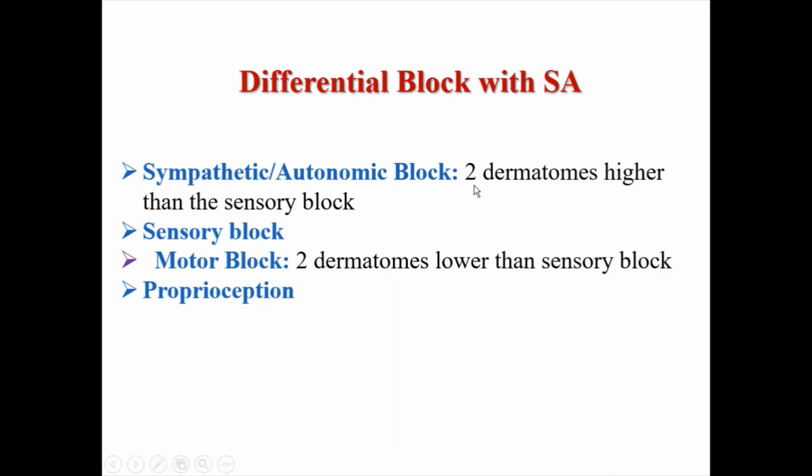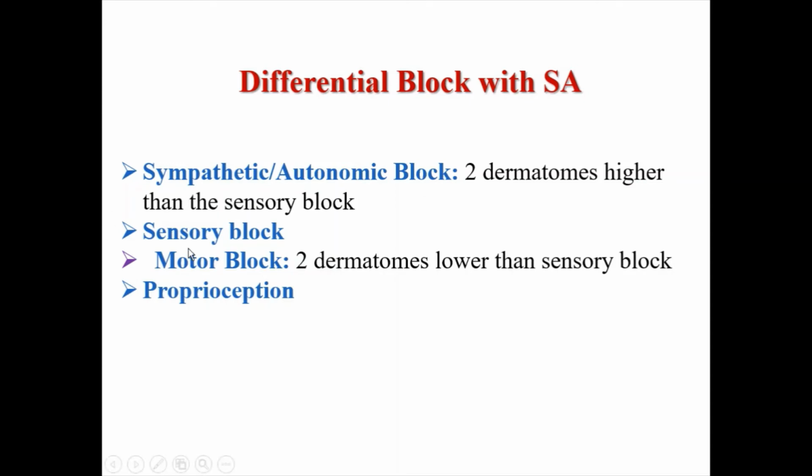So the first blocked is sympathetic block, and two dermatomes higher than sensory block. You can check this by using ice. Yes, you can use ice or cold swab and then check where the block is, where the sympathetic block is. Sensory block is two dermatomes less than sympathetic block.